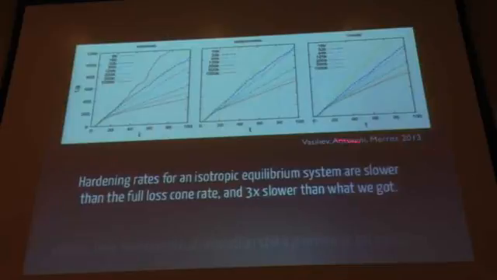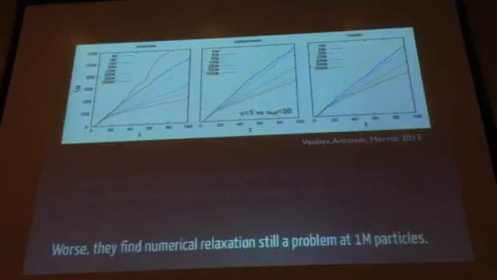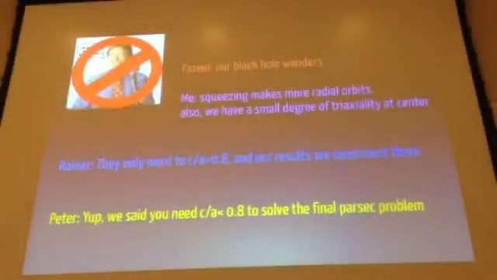Hardening rates for this isotropic equilibrium system are slower than the full loss cone rate, and are a factor of 3 smaller than what we got, which was for a full loss cone. And worse, they have numerical relaxation all the way through. So what they are suggesting is that anybody who wants to do this study better use more than 1 million particles. So, am I worried? Not really, kind of, yes. A little, not that much.